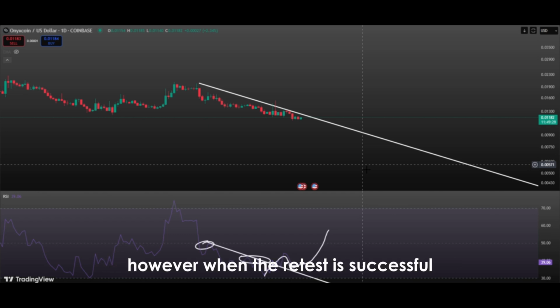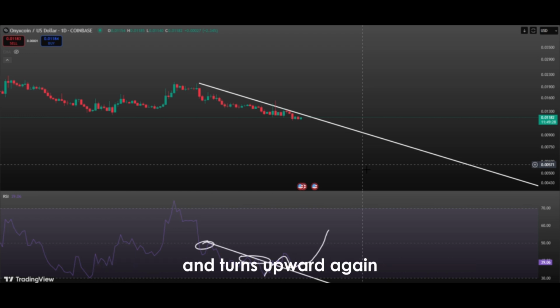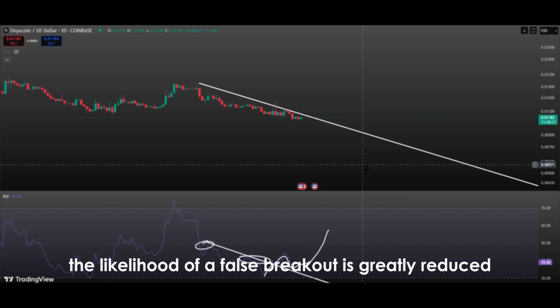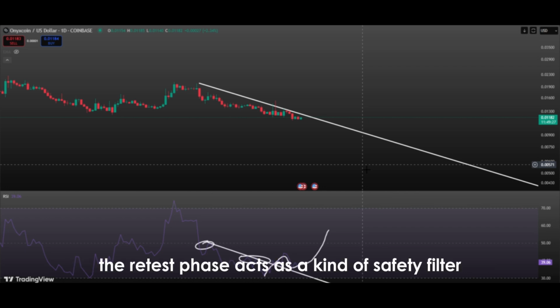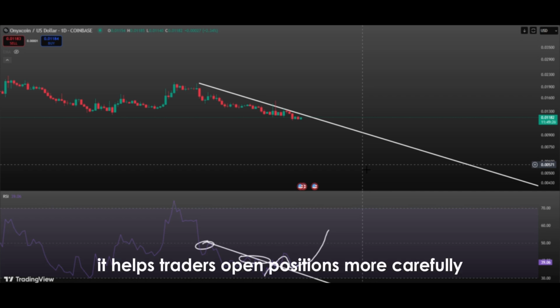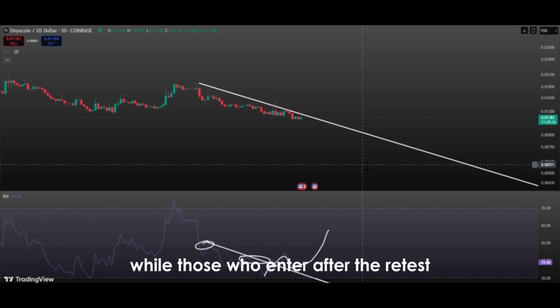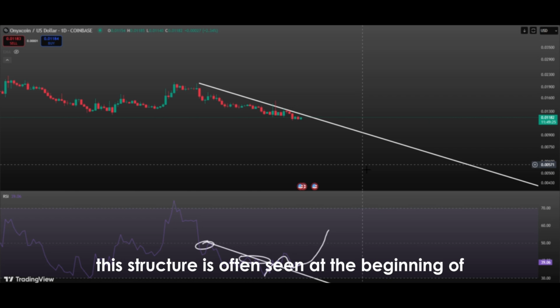However, when the retest is successful, meaning RSI finds support at the downtrend line and turns upward again, the likelihood of a false breakout is greatly reduced. For this reason, the retest phase acts as a kind of safety filter for investors. It helps traders open positions more carefully. Those who enter during the breakout take on more risk, while those who enter after the retest trade on more solid ground. This structure is often seen at the beginning of bull markets.